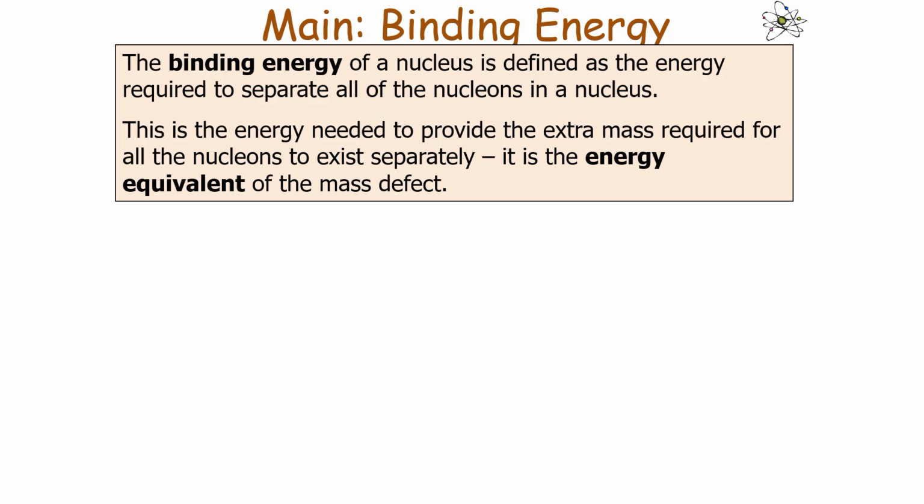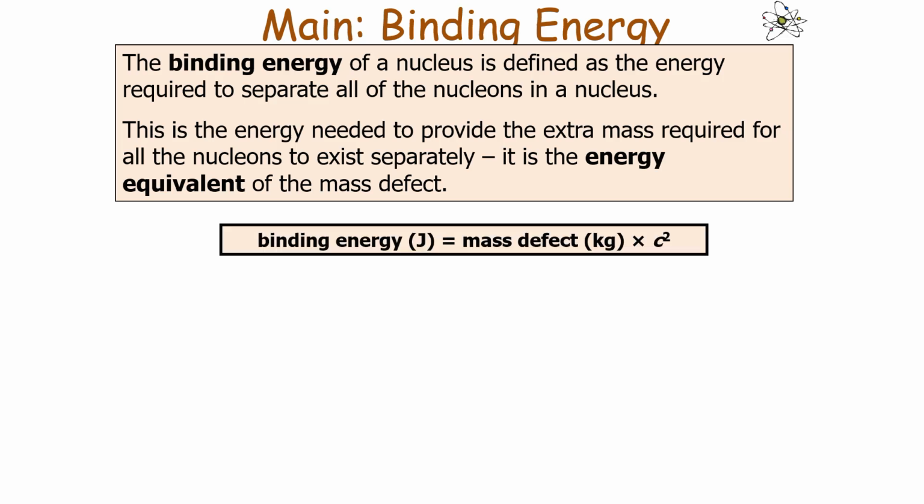This is the energy needed to provide the extra mass required for all the nucleons to exist separately. It's the energy equivalent of the mass defect. So the binding energy in joules is equal to the mass defect in kilograms times c squared.